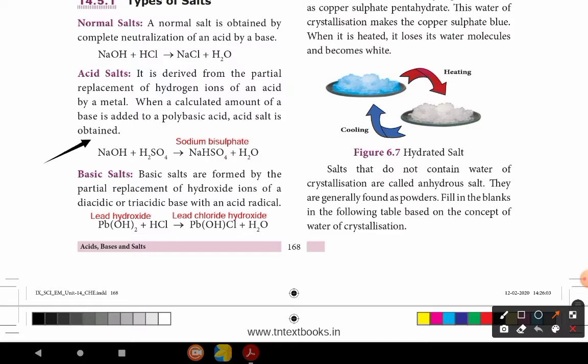Look at this equation, children. What he is saying is that it is derived in the salt, acid salt. It will be acidic in nature slightly. So how would this be obtained? This acid salt, in Tamil it's called amila uppukal. So how do you get this acid salt? It is derived from the partial replacement.